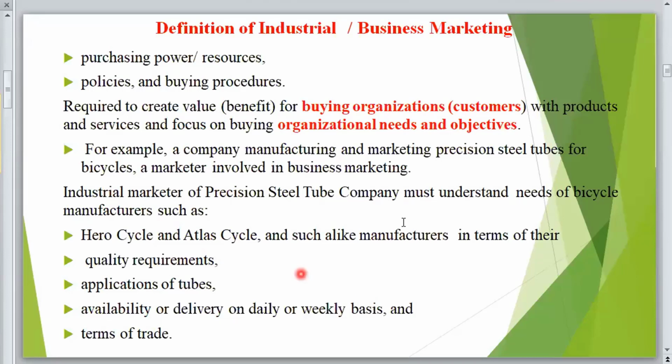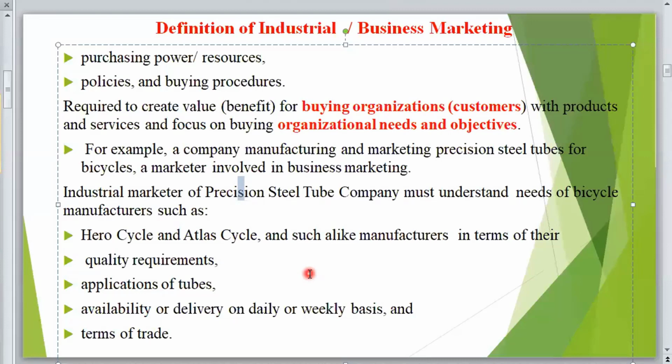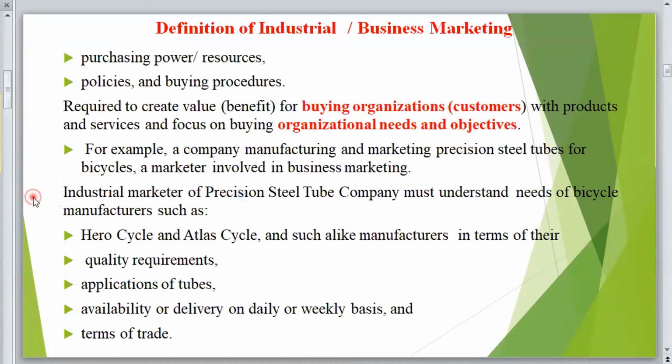So you have to understand the mode of delivery for this manufacturer. As a marketer, you have to know if they need daily delivery, so you deliver the product on a daily basis. If they need weekly, you deliver on a weekly basis. And there are also terms of trade. I hope there are different terminologies used in trade.